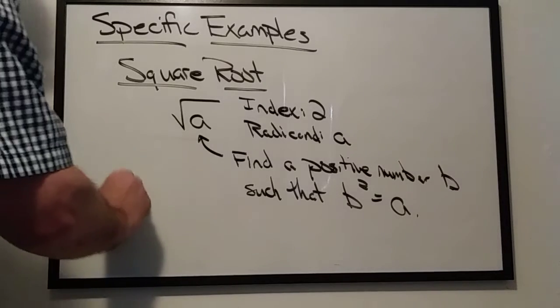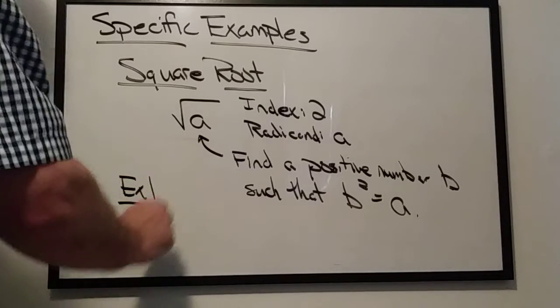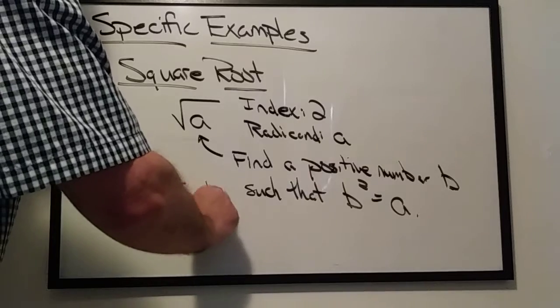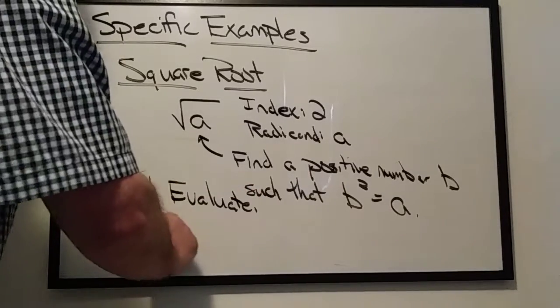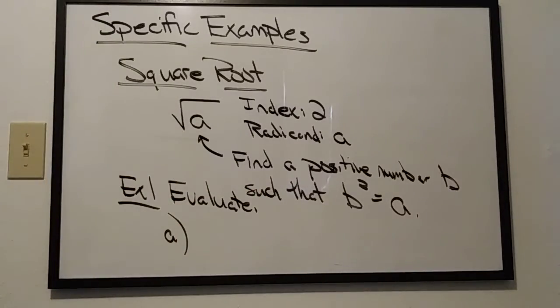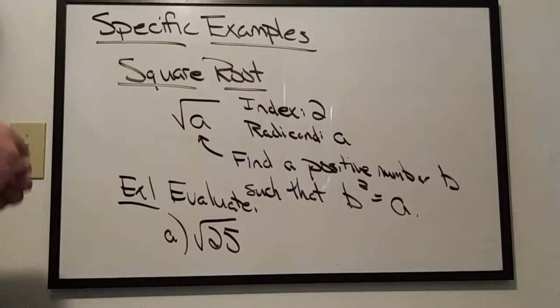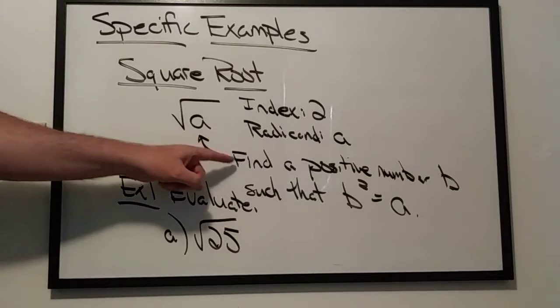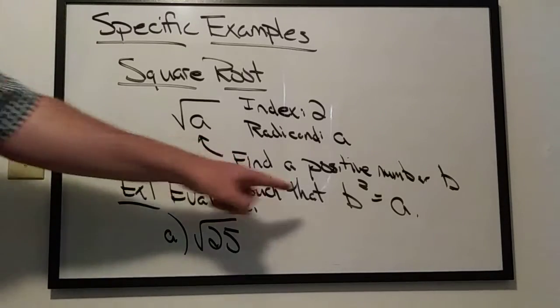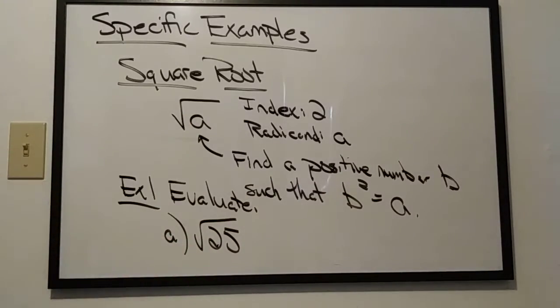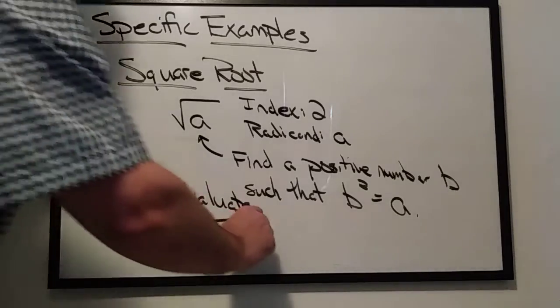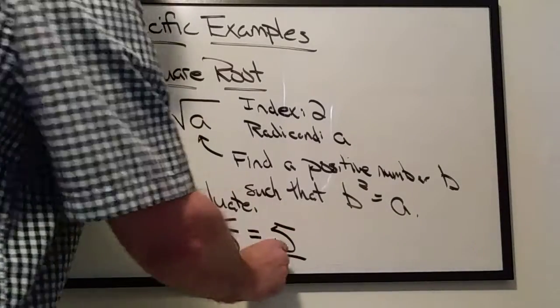So we have example 1, and the directions will be to evaluate. For part A, let's go ahead and check out the square root of 25. Square root of 25 then is asking us to find a positive number b so that b squared is equal to our radicand here of 25. And if you think about that for a bit, the number 5 would accomplish that. So the answer here is 5.